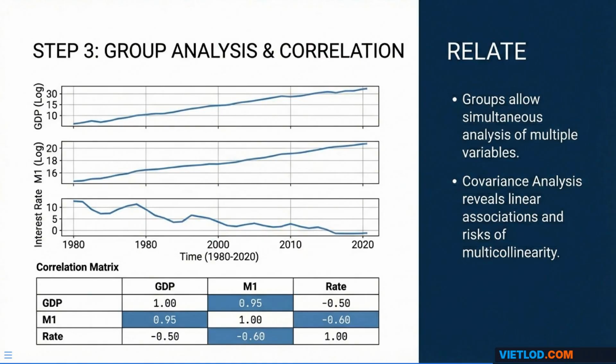We've compared wages based on one category, but economics is about the interplay of multiple variables. Next, we'll use a group object to analyze several variables at once.